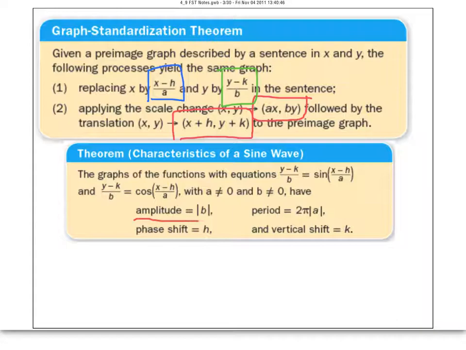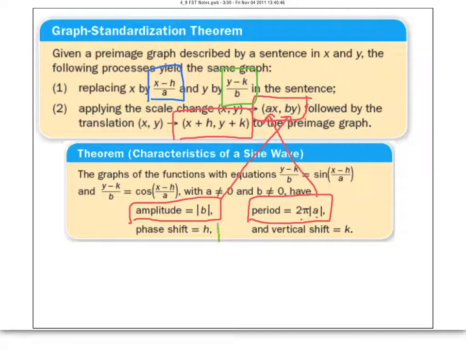Remember the amplitude. The amplitude is going to come from the vertical stretch, which sits here in the ordered pair, and it's just the absolute value of it. The period also comes from the stretches, but it comes from the horizontal stretch. What you're going to do is take 2 pi, which is the period of sine or cosine, and either multiply or divide to make it bigger or smaller.